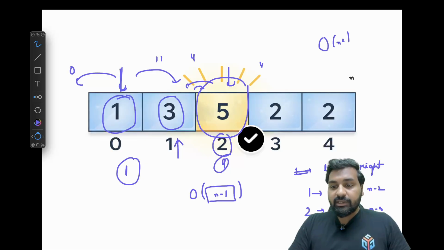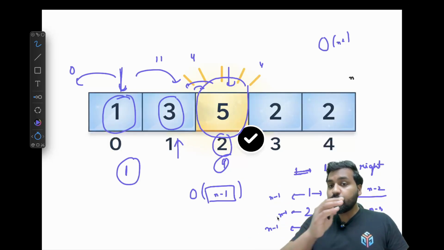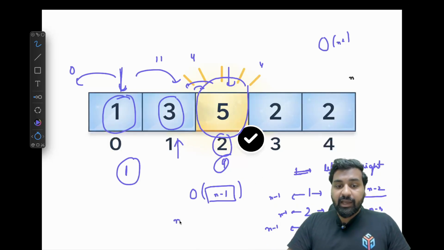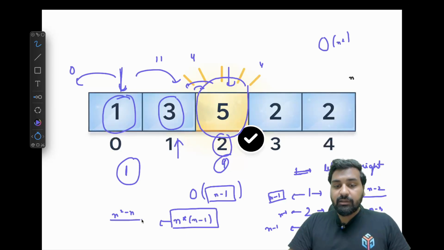So if you take the sum of these, the elements we are traveling is n minus 1 on the first index, n minus 1 on the second index, and n minus 1 on the third index as well. There are going to be n elements total, and for each element we are traveling n minus 1 elements. So this is actually n square minus n operations, and the maximum power of n is n square. So it is going to be big O of n square.